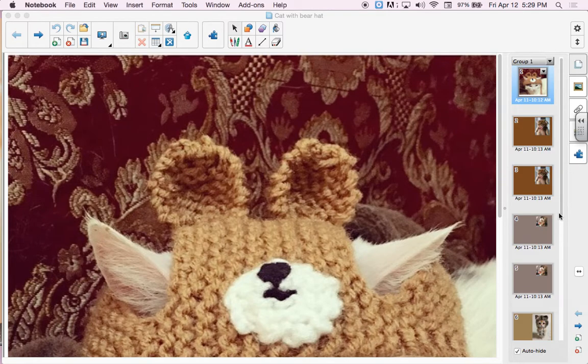Our size today, somebody had requested in my pre-cal class: cats with a bear hat. So here we have cats with bear hats.